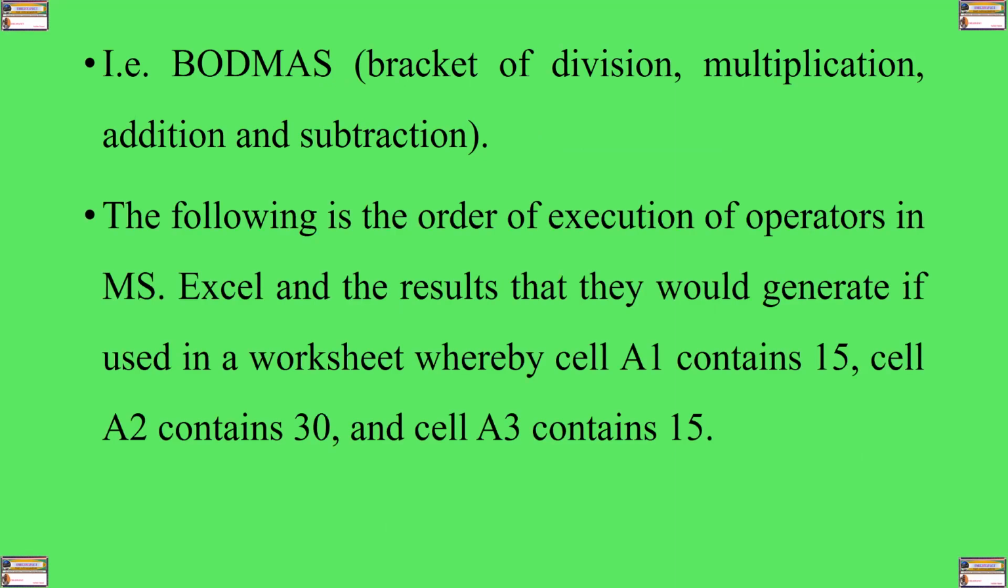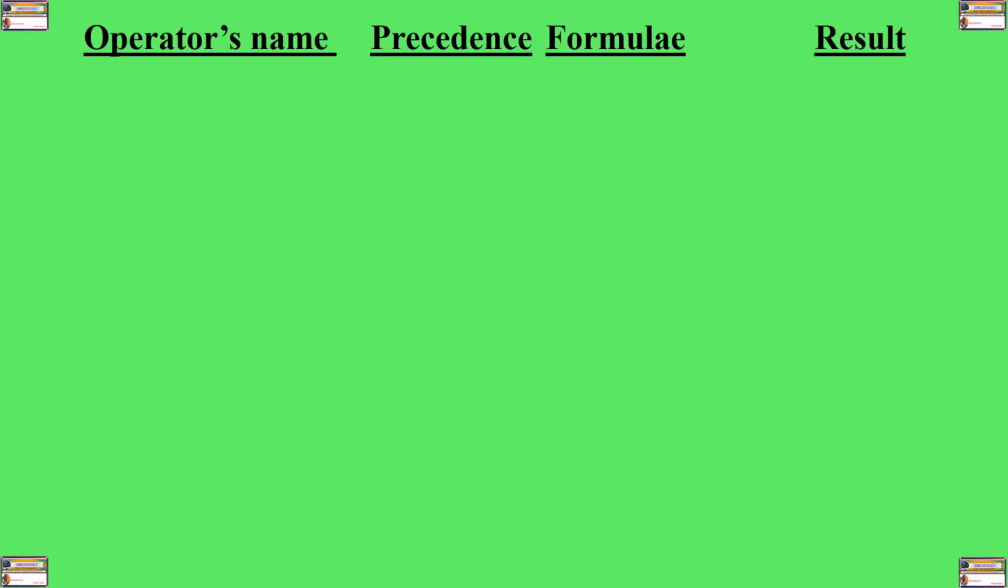The following is usually the order of execution of operators in Microsoft Excel and the results that they would generate if used in a worksheet, whereby cell A1 would contain 15, cell A2 containing 30, and cell A3 containing 15. My dear students and the rest of the learners, I would like you to note these values in cells A1, A2, and A3 so that you can see how BODMAS works in the following examples. So: operator name, precedence, formula, and the result.